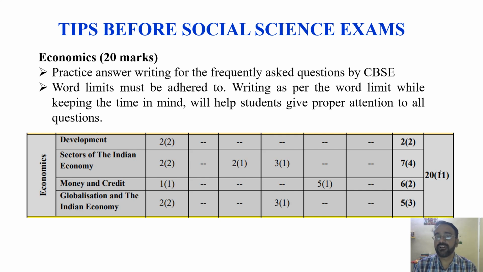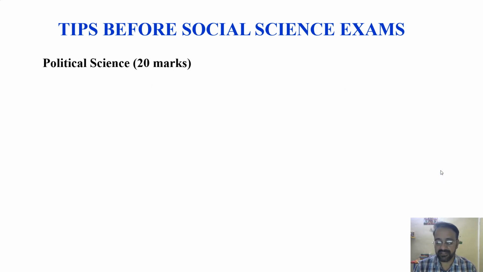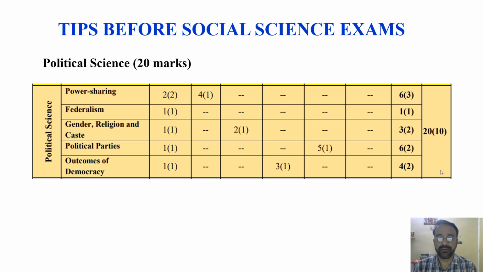Right, now coming to political science, that is also of 20 marks, and this is the part of the blueprint of political science, democratic politics. There are 5 chapters in it and this is its distribution, right? This is not fixed, it can fluctuate a little.